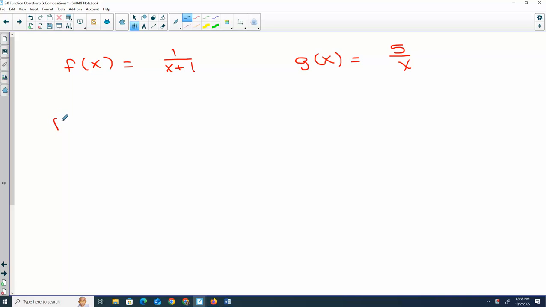If I asked you to do f composed with g of x. Yesterday we were doing compositions with numbers, but if I don't give you a number to plug in, think about what your composition means. It's saying you're doing f of g of x, and we always start on the inside. What is g of x?